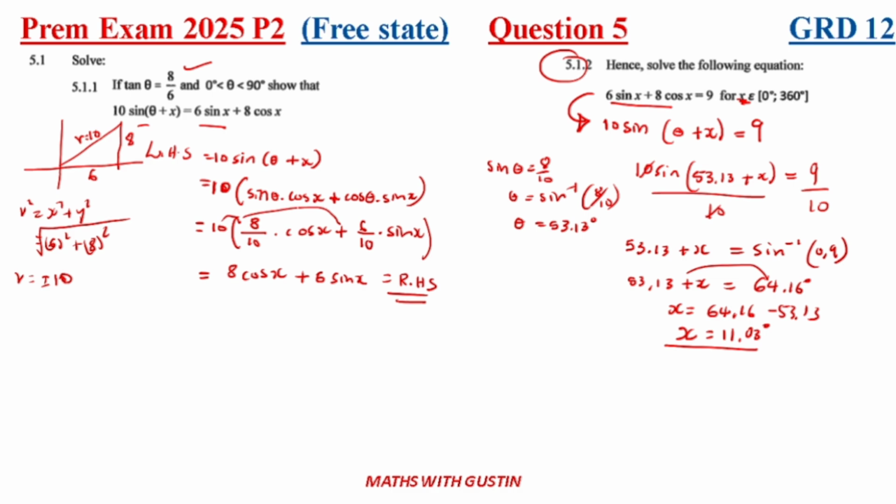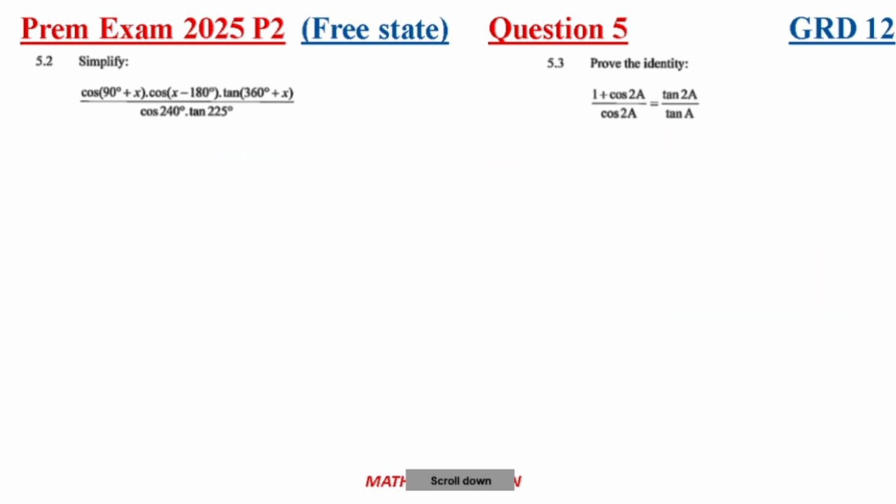Let's move on to 5.2. This is what is given to us in 5.2. It simply says, just simplify this.